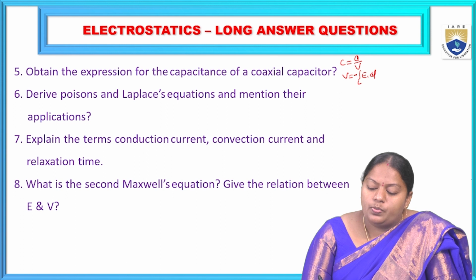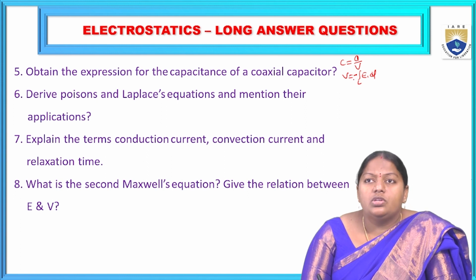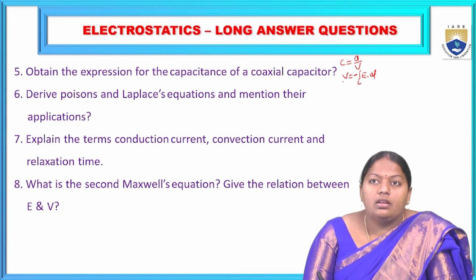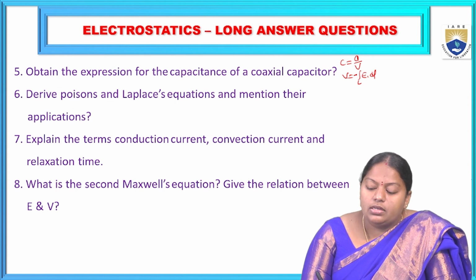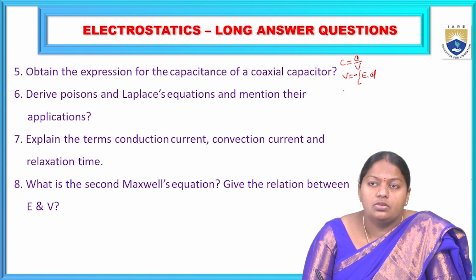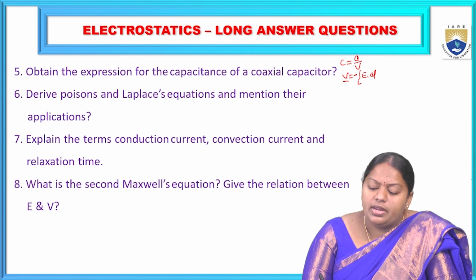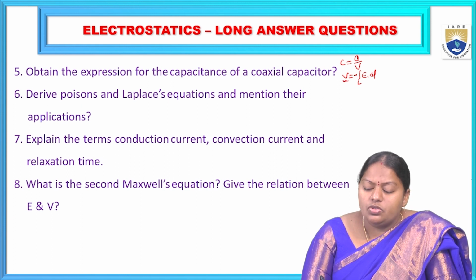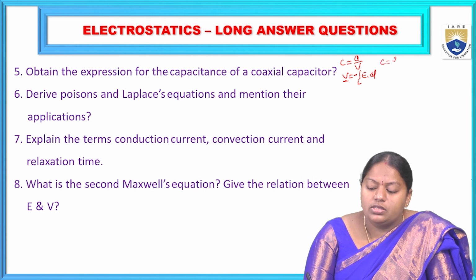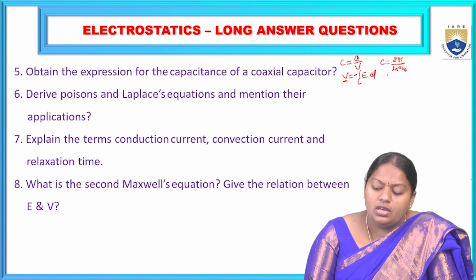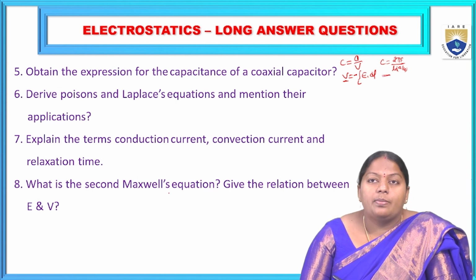In this case, we consider two conductors, conductor 1 and conductor 2, which respectively carry the charges plus Q and minus Q. Depending upon that, we evaluate the V equation and substitute it to get the capacitance equation, that is C equal to 2 pi epsilon by ln of A by B. This is the equation for the capacitance of a coaxial capacitor.